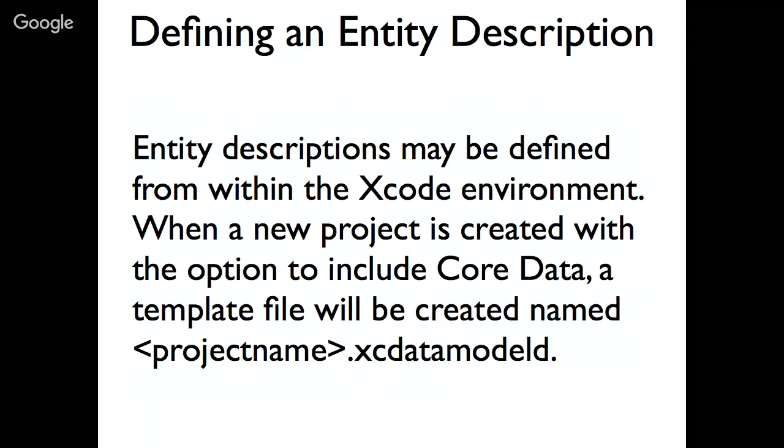It's in Firefox. So when you define an entity description, which we'll do in a second, it needs to be defined with the Xcode. When you create a new project, you include core data, and the project name will become the name of that core data, which always ends in this extension. XC data model LD is the name of that extension. And so we call our project contacts. It's going to be called contacts dot that extension. And that's the core data extension. So if you don't see that extension when you create a project, you forgot to check box core data.